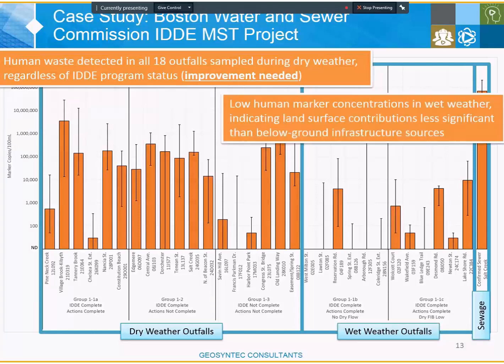And secondly, when you have lower human marker concentrations in wet weather, that tells you that the land surface contributions, the above ground contributions, things like open defecation on the land surface and homeless encampments and spills and sanitary sewer overflows, these are less significant than the below ground infrastructure sources, things like sewage leaks and illicit connections. That tells you where you need to put your resources to yield further human waste reduction benefit.